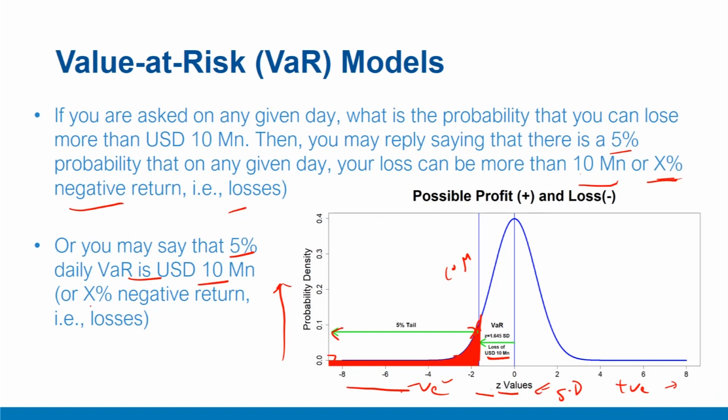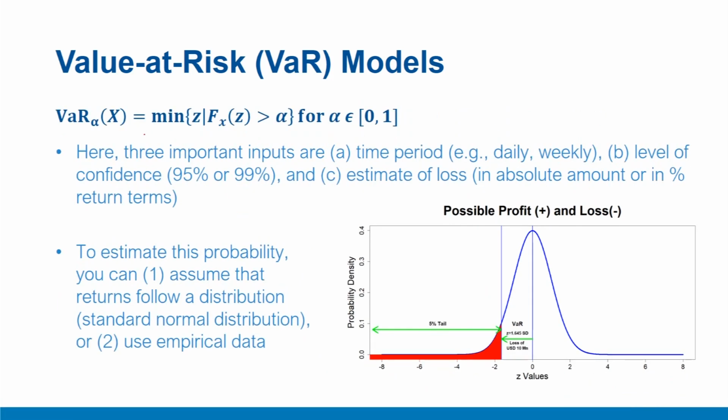There can be a parallel negative return in the form like X% of losses that can also be expressed in VAR form. So let's say this 10 million VAR was X%, then you would have said that your 5% daily VAR is X%, which is negative losses or negative returns. Before I elaborate this formula in detail, please note that there are three important inputs to specify VAR. First, there is a time period. In the previous case, we noted a daily period.